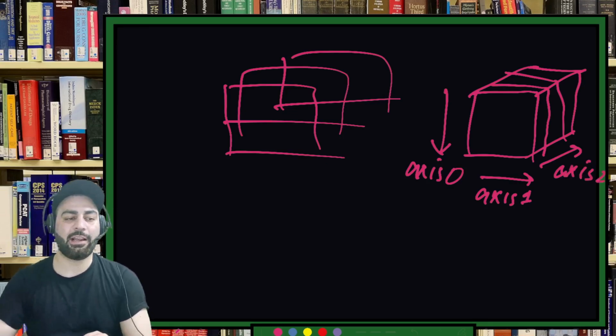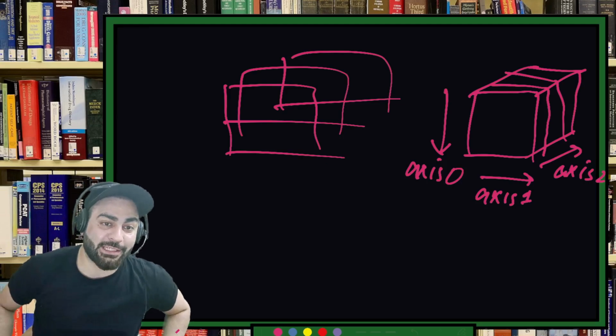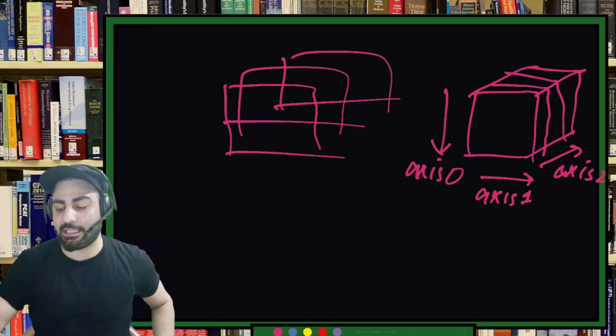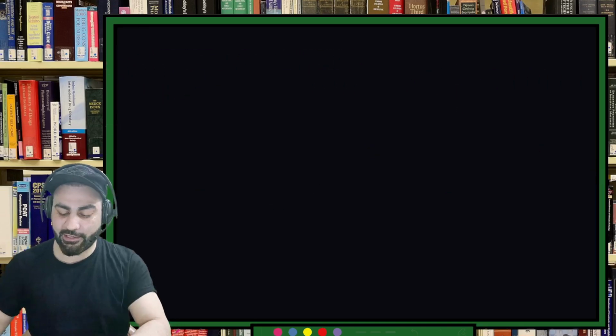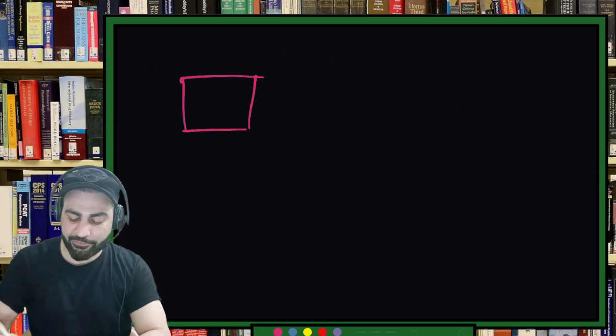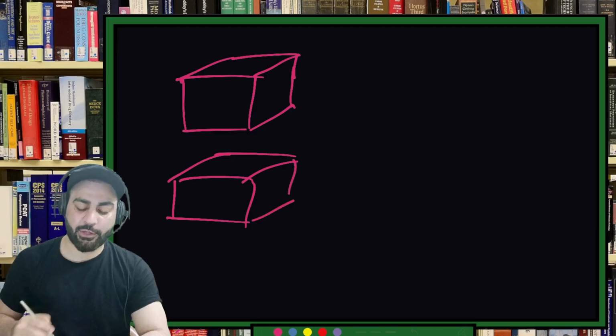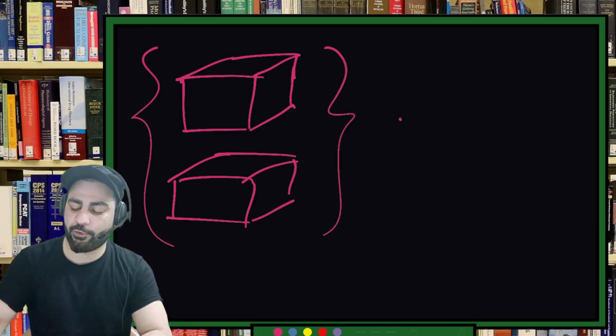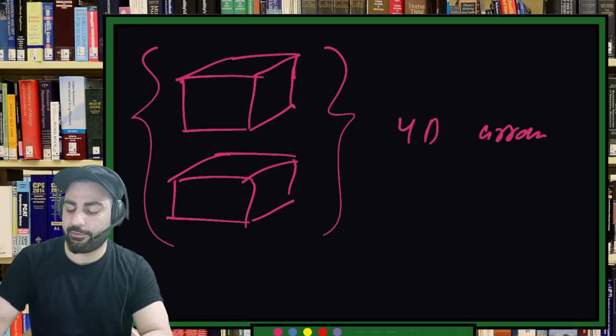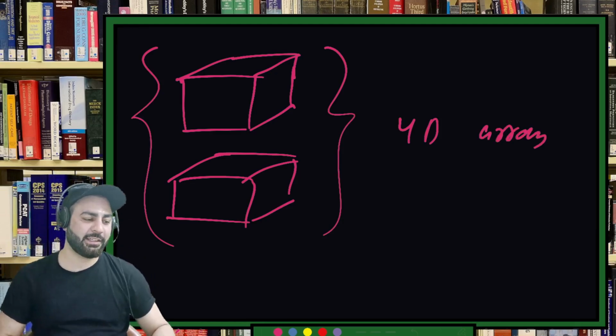Everybody clear? Now you can also imagine 4D arrays. How can we imagine 4D arrays? Now we'll stack these things together. Let's suppose we have this 3D, and we have another 3D over here. Now I can call this a 4D array. Is it clear? So now I'll show you in numbers.